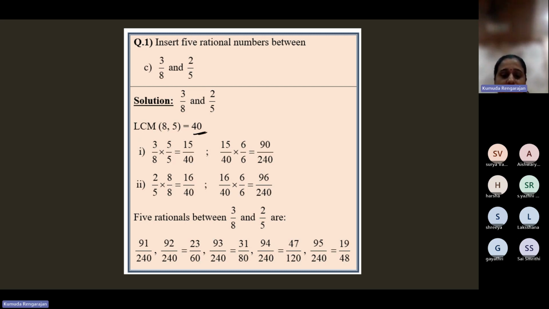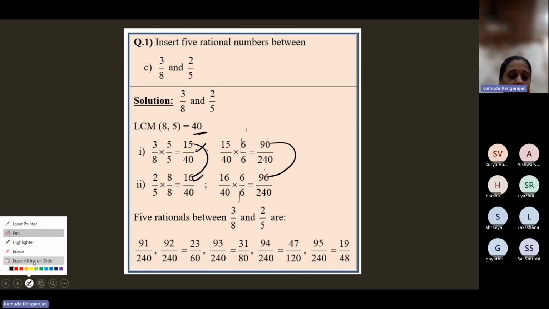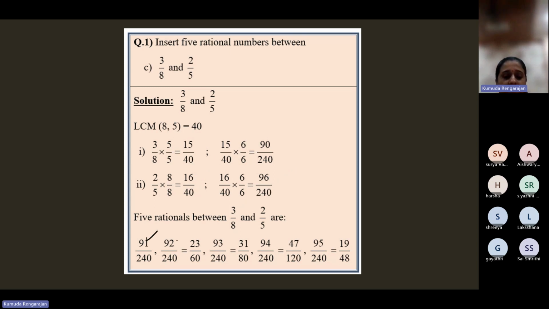First LCM, you get these numbers, but there is no space between the numerators. So you want to widen the space. For that, again, you multiply and divide like this, 6 by 6 for both. So now it is 90 by 240 and 96 by 240. Now between 90 and 96, write the numbers. 91 by 240, 92 by 240, 93 by 240, 94 and 95.